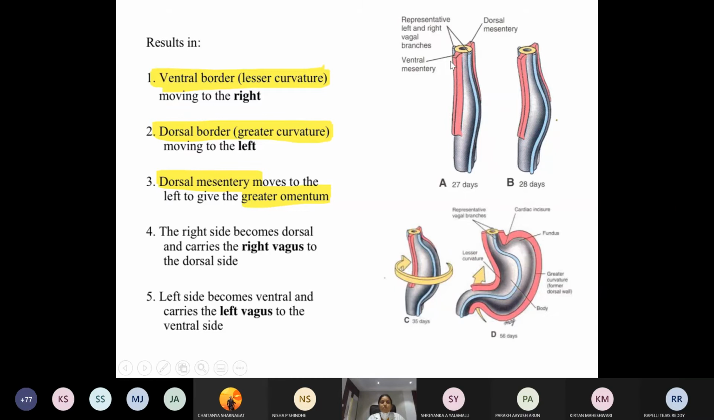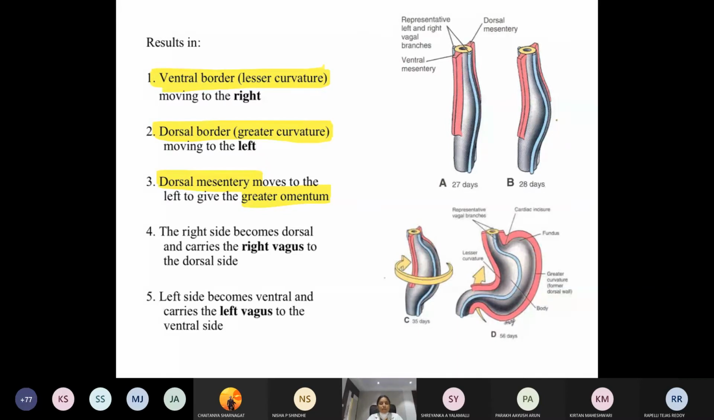Clear? So initially, the right side becomes the dorsal, right? The right surface of the stomach was supplied by the right vagus. Now what will happen now? The right surface would have become the dorsal surface, right? So the dorsal surface of the stomach receives the right vagus, whereas the left side of the stomach was receiving the left vagus nerve. Clear? So the left vagus is now going to supply the ventral surface of the stomach.